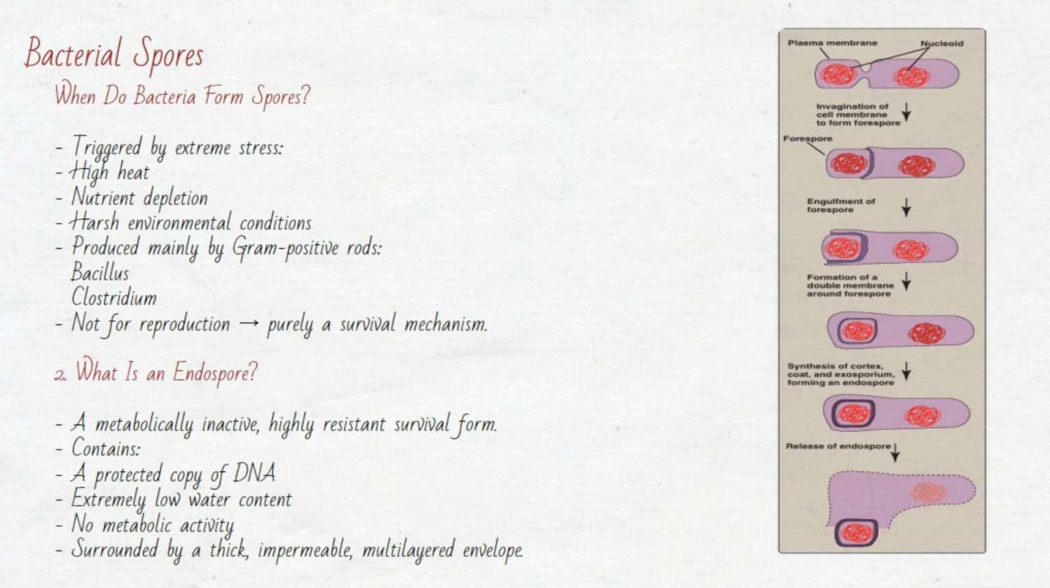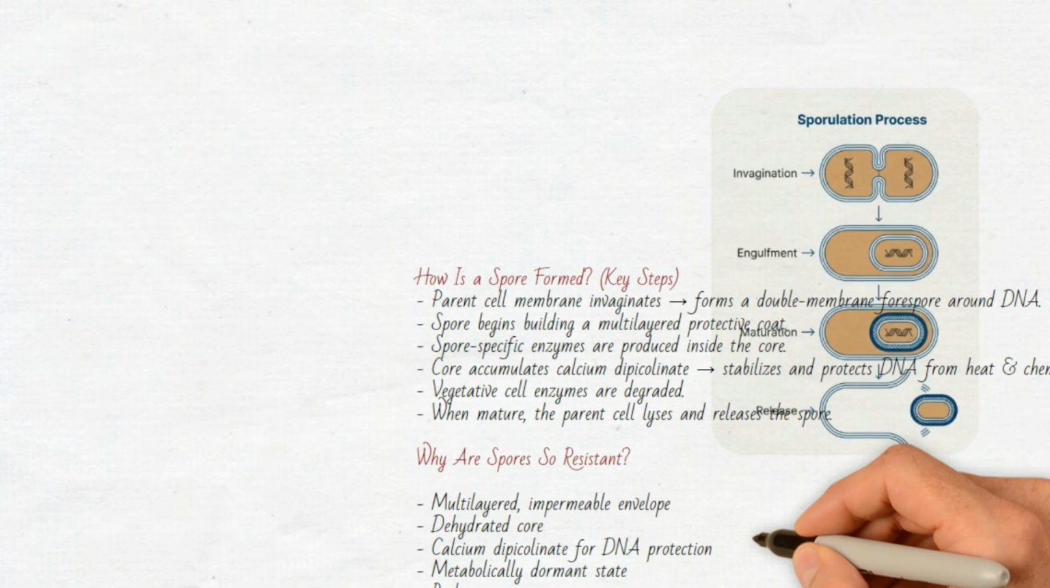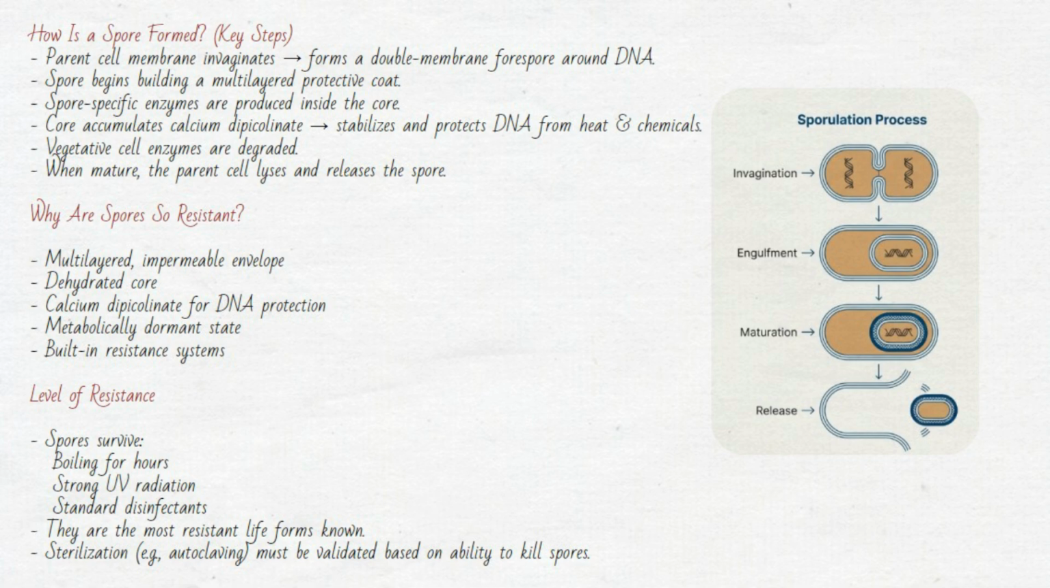The cell undergoes profound structural and metabolic changes, essentially repackaging a copy of bacterial DNA into a new form that contains very little water, has no metabolic activity, does not divide, and has a restructured, highly impermeable, multilayered envelope. What gives them this unbelievable resistance? Spore formation begins with the invagination of the parent cell membrane, producing a double membrane, the forespore, that encapsulates and isolates a copy of the bacterial DNA in what will become the core of the spore.